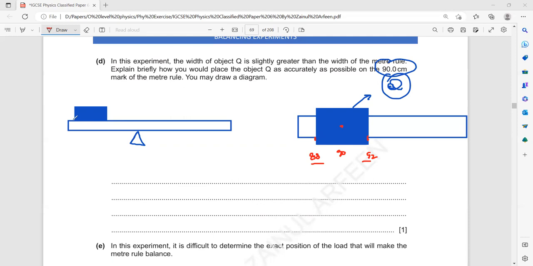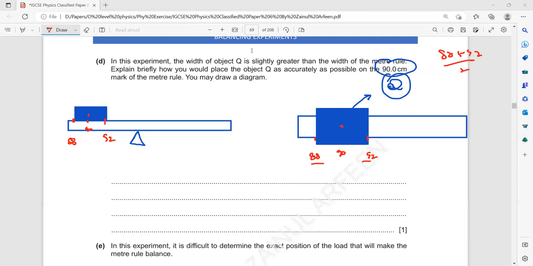Same thing here. You can draw this figure as well. Say this is 88 and this is 92. So the average of 88 and 92 will be 88 plus 92 divided by 2. So the average will be 90. So that will be here. So how can we estimate that the center lies at the 90 centimeter mark?